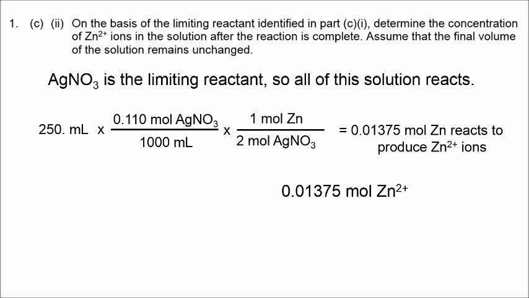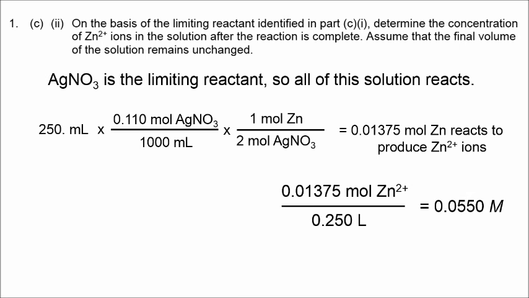So with a concentration, moles divided by liters, the total volume would be 250 milliliters, or 0.250 liters. Our concentration of zinc ions at the end of the reaction is 0.0550.